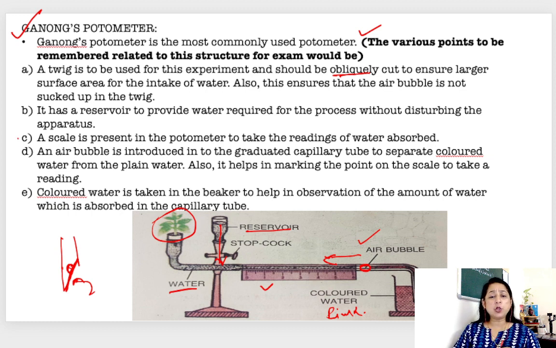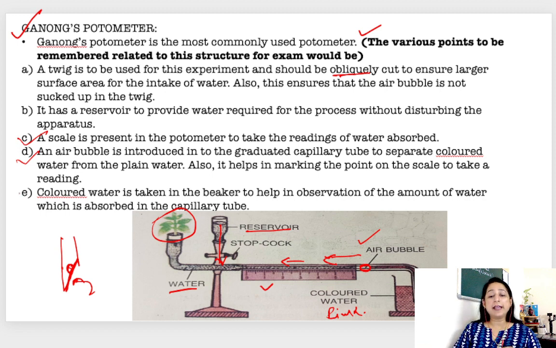There is a scale also which gives us a reading कि कितना, अब air bubble it moves in this tube, so it gives us a reading कि कितना air bubble has moved in the tube. Otherwise हमारे पास कोई reading लेने के नहीं, so there is a scale attached. Then the air bubble is introduced gradually into the capillary tube and it separates colored water from plain water. Also helps in marking the point to take a reading. जहाँ पे air bubble होगा वो वाली reading हम लेंगे.